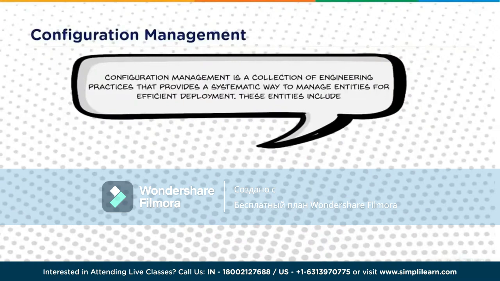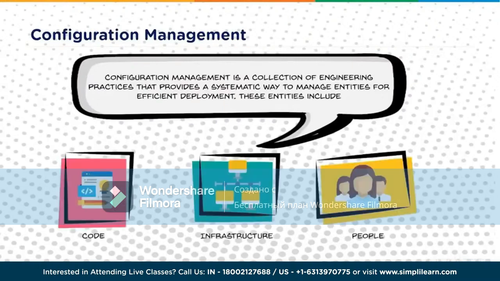Configuration management basically is a collection of practices. And what are these practices for? These practices are for managing your entities, the entities which are required for efficient deployment. So what are these entities that you need for efficient deployment? They are code, infrastructure, and people. Code is basically the code the system administrators write for configuring your various systems. Infrastructure is the collection of your systems and your servers. And then finally, you have the teams that take care of this infrastructure.